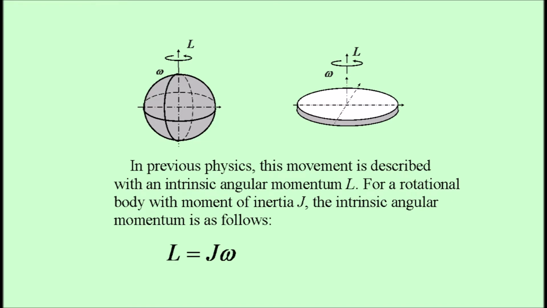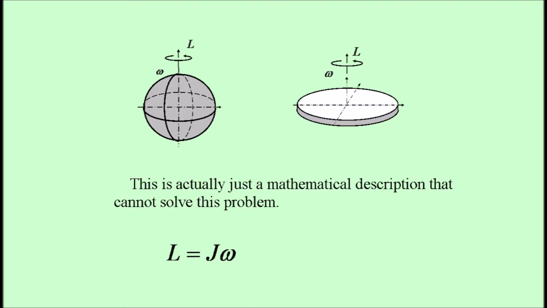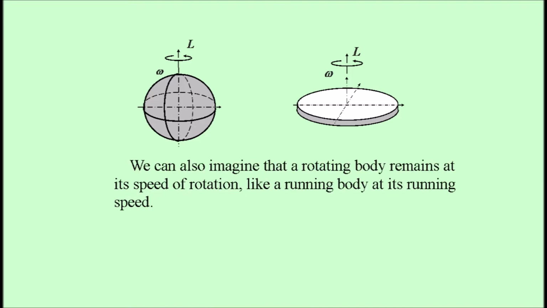In previous physics, this movement is described with an intrinsic angular momentum L. For a rotational body with moment of inertia J, the intrinsic angular momentum is as follows. This is actually just a mathematical description that cannot solve this problem. We can also imagine that a rotating body remains at its speed of rotation, like a running body at its running speed.